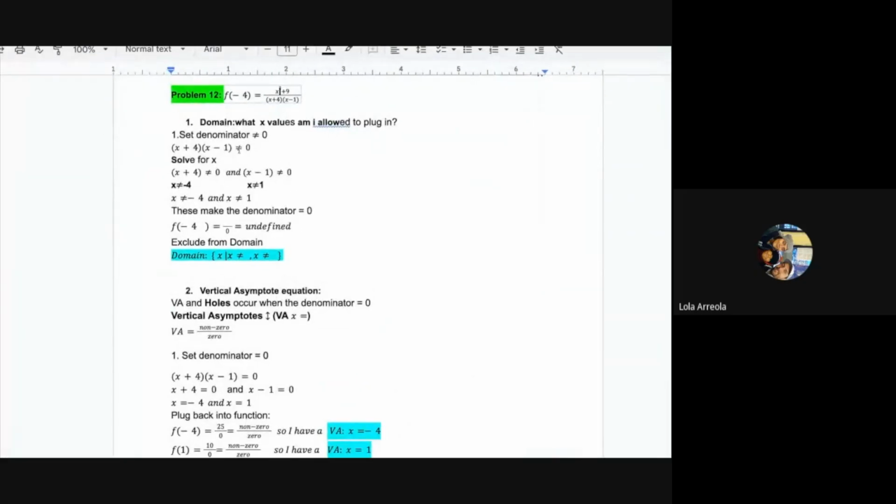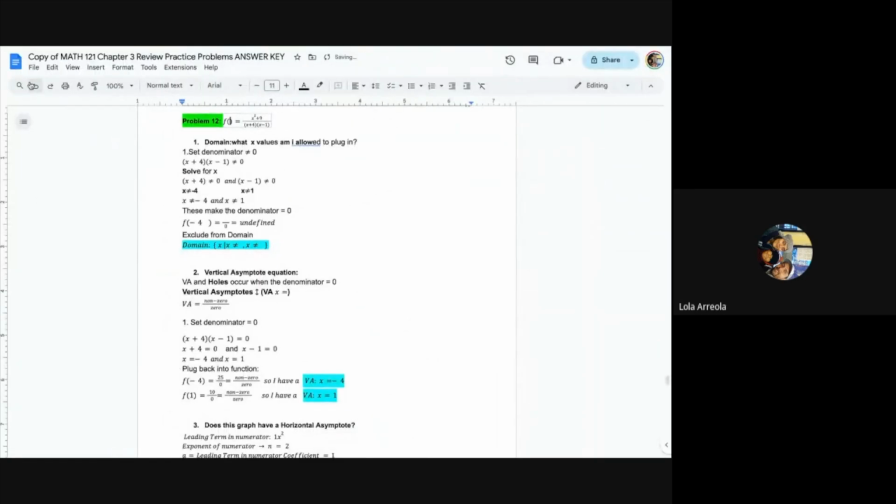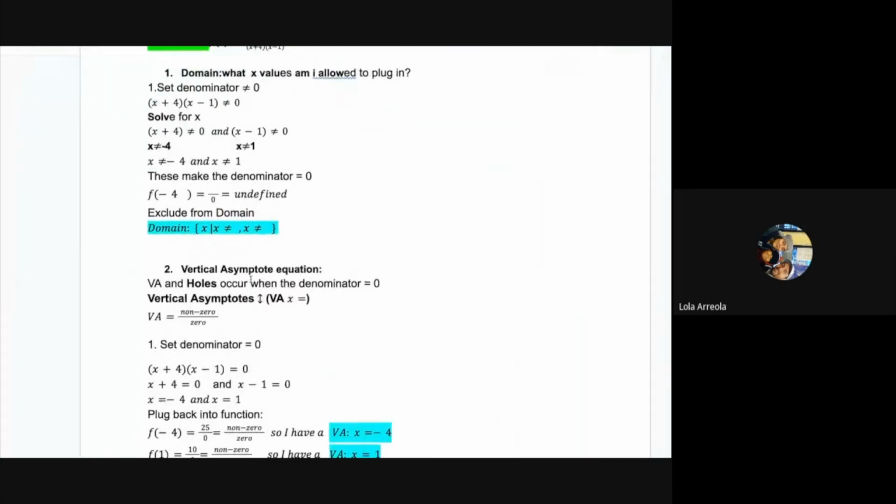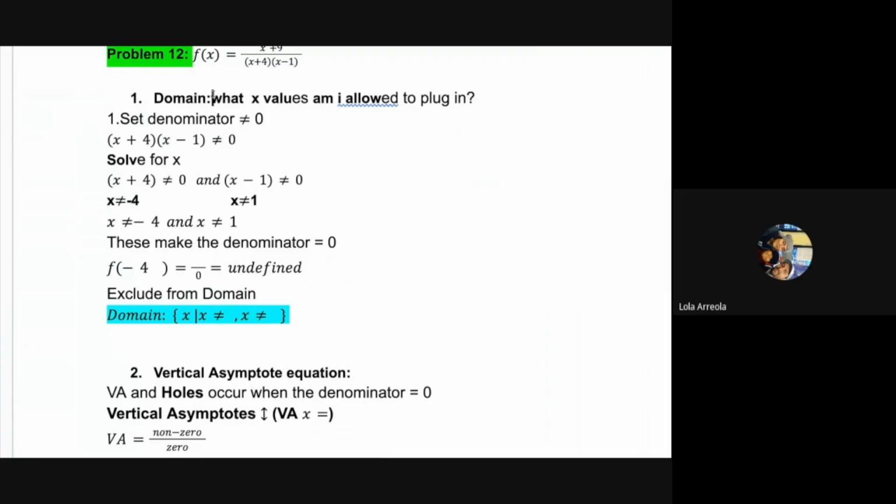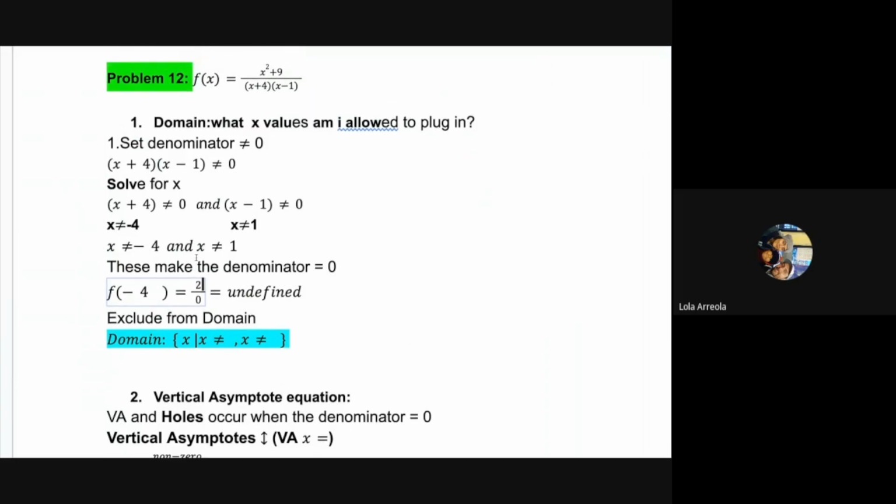That's exactly why we are excluding them from our domain. Because again, what is domain? What x values am I allowed to plug in? You're allowed to plug in everything else except -4 and 1. Why? Because if I plug in -4 or 1, my result is something over 0, which is undefined. So I have to exclude these from my domain. That's exactly how I would write my domain.